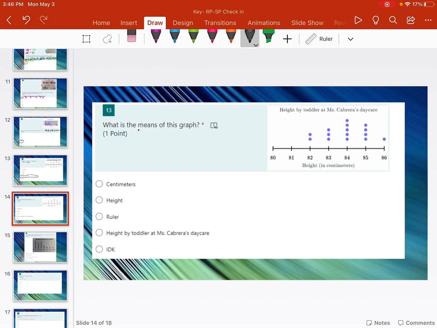Number 13, what's the means? Okay, I don't mean the mean, like the average. I mean the means with an S. That's asking me like the tool that the unit was measured in. So this was measured in centimeters. What tool did they use to do that? A ruler. Okay, what actual tool? You're not going to see it on the graph. You're just going to need to know what it is.